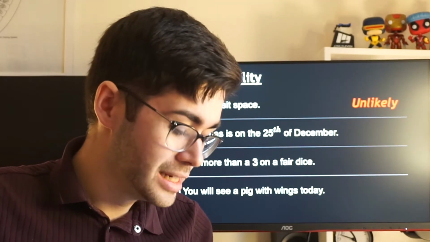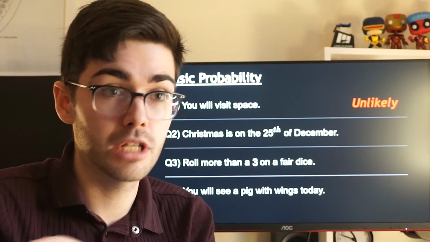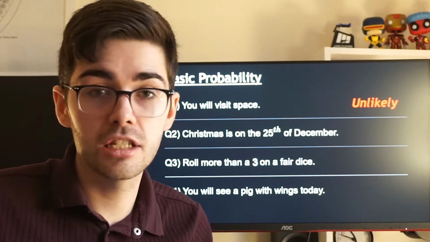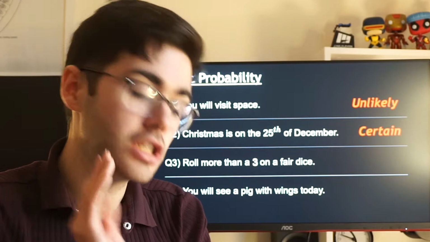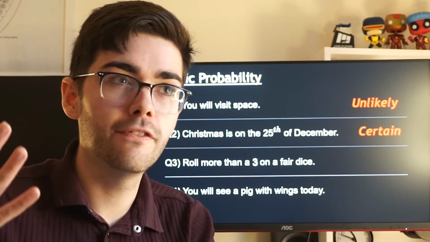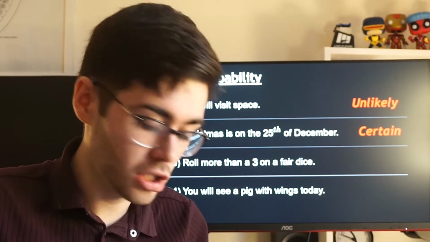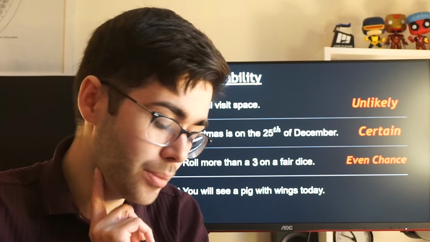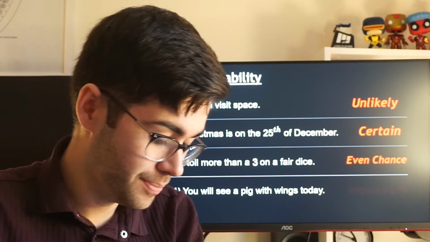Reach for the stars. Question 2 here says Christmas is on the 25th of December. What's the probability of Christmas happening on the 25th of December? It's the same every year. It's guaranteed. It is certain. Okay? What's the probability you roll more than 3 on a fair dice? More than 3. So you've got 4, 5 or 6. That's half the options. So I'm going to say that's an even chance is what we can call that. And what's the probability you will see a pig with wings today? Sadly, that is impossible.